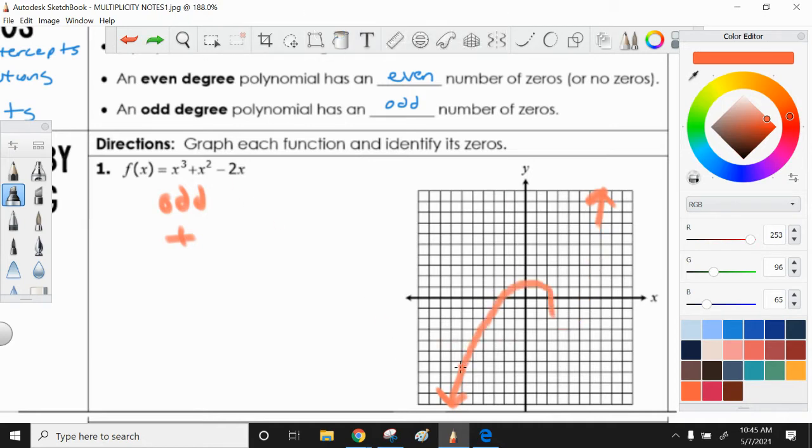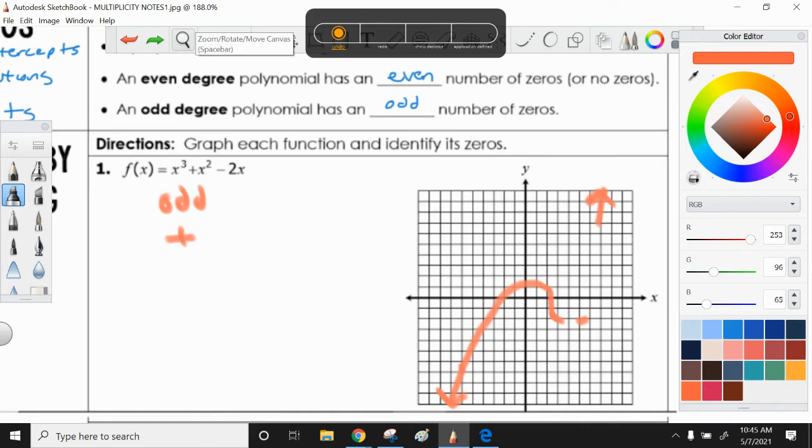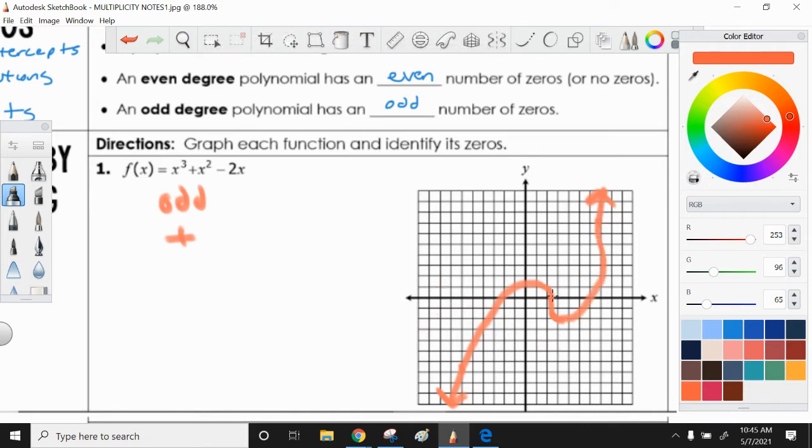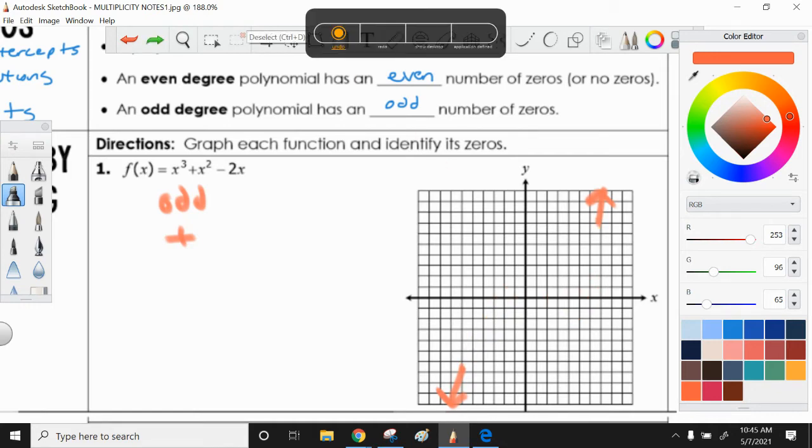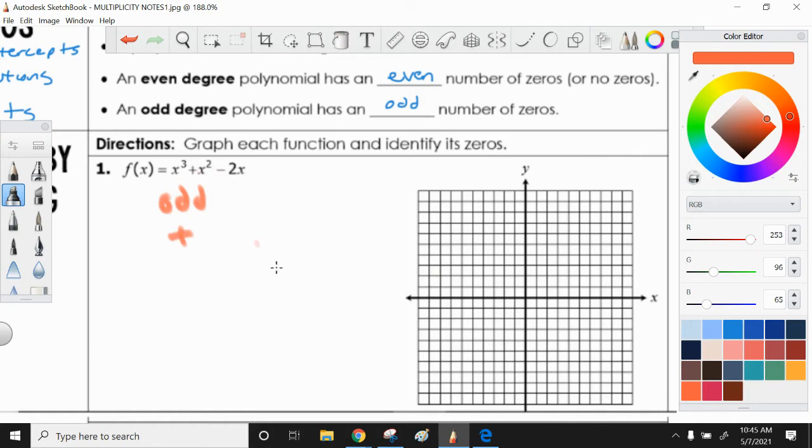Because I can have 1, 2. I need to finish up here. And so I need to finish with a third. And that guarantees me that I've got 1, 2, 3 x-intercepts. Now, let's look at this actual graph.